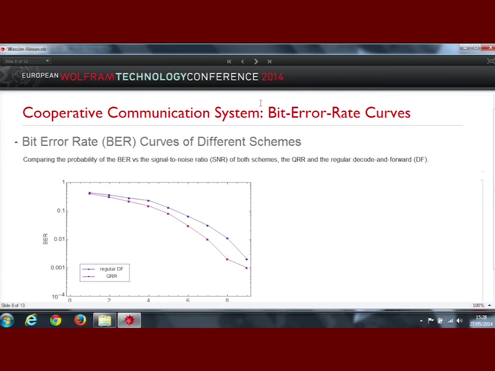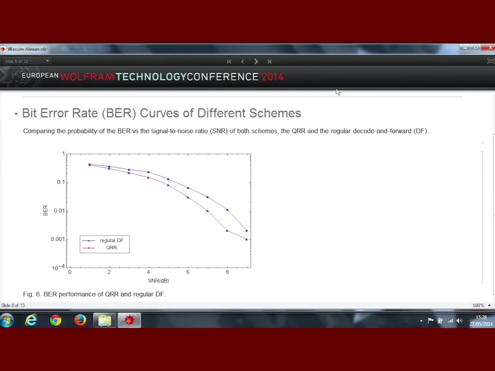Such a system we can measure its performance using bit error rates. This curve simply shows how many errors we have in the bits we've tried to send and how the bit error rate changes with increasing signal to noise ratios. In the upper one, with the lower performance and higher bit error rate, we can see the usual scheme where we would be using decode and forward, adding all the different relay nodes and summing them at the destination node. The other one, which shows improved performance with lower bit error rates, is the proposed QRR system.